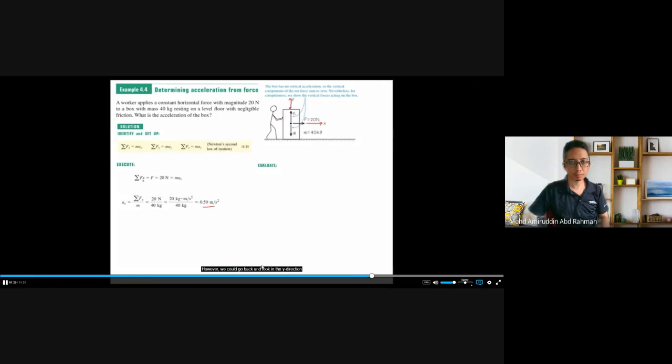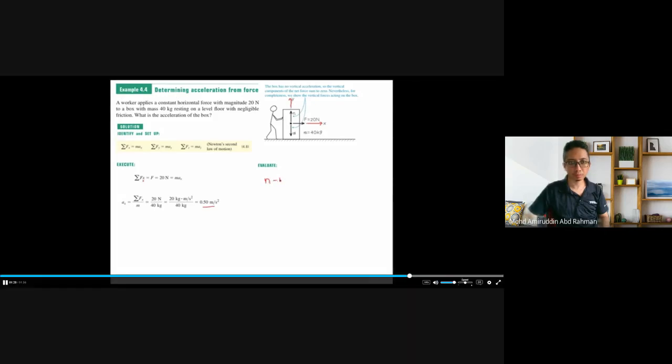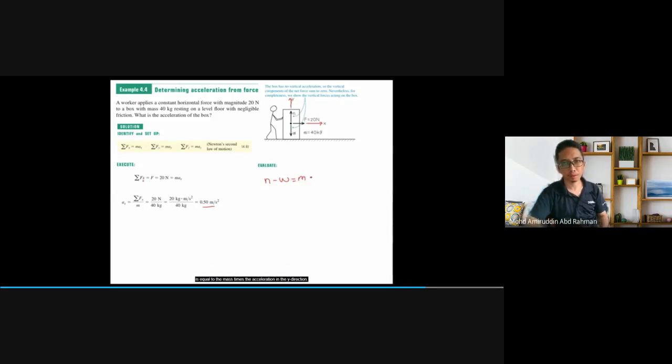However, we could go back and look in the y direction and apply Newton's second law there also. So I have the normal force up, the weight is down, hence the minus sign, equal to the mass times the acceleration in the y direction. But by inspection, I know that a_y is 0, so this is equal to 0, which means that the normal force is simply equal to the weight. And this ends example 4.4.